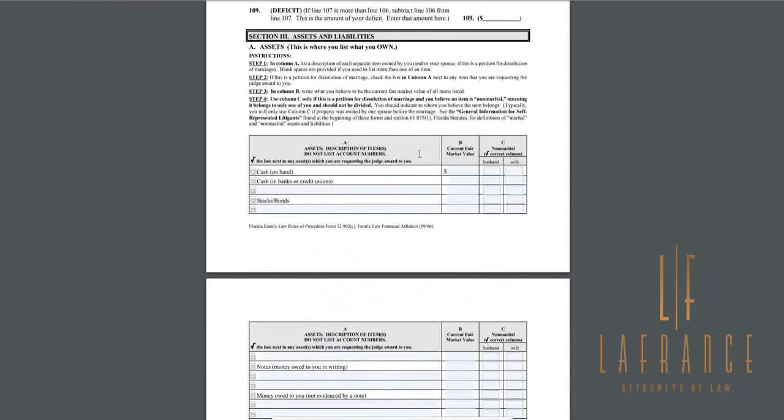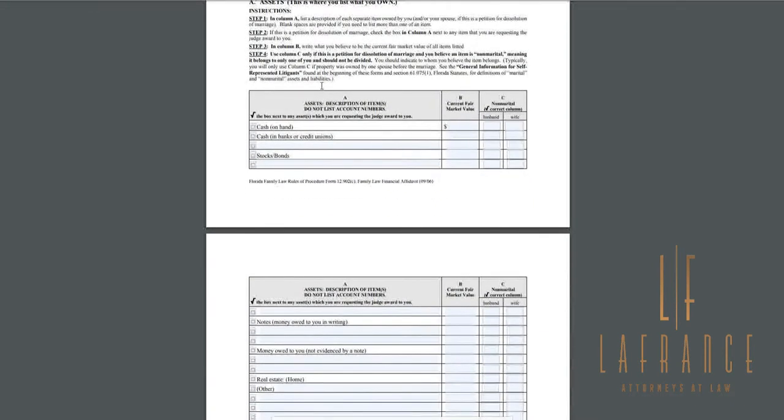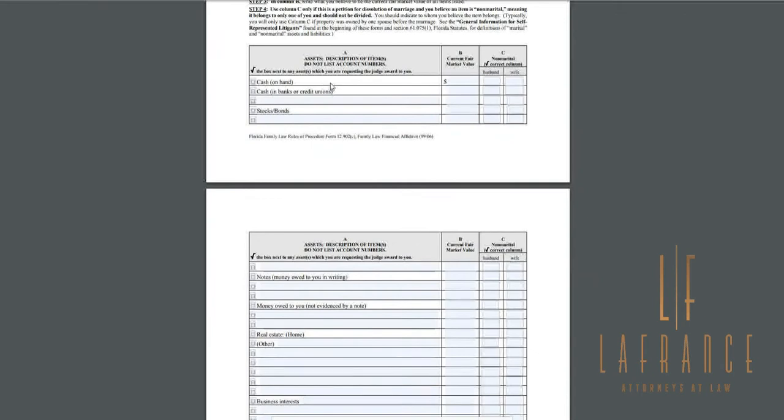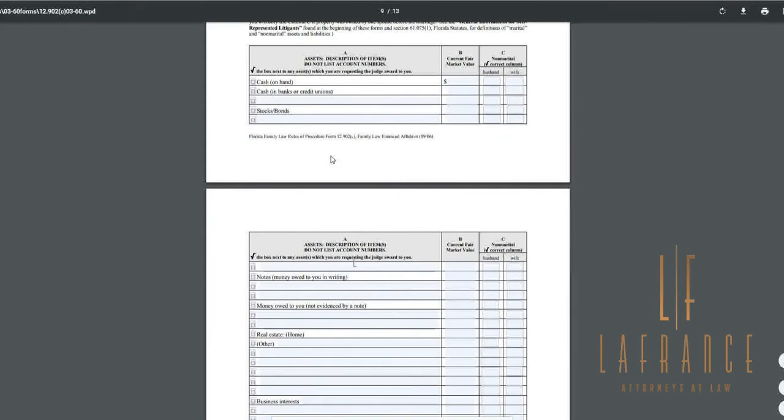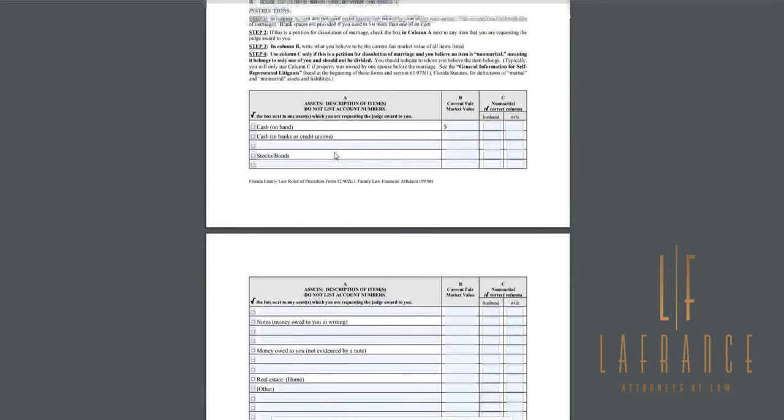All right. This is the assets and liabilities section. This is where we're going to put down, even if you have a child support case, technically you're supposed to complete this section as well as the liabilities. And certainly if you have a dissolution of marriage, you're going to want to complete this, because this is where we're going to be dealing with or looking to equitable distribution of the assets and debts.